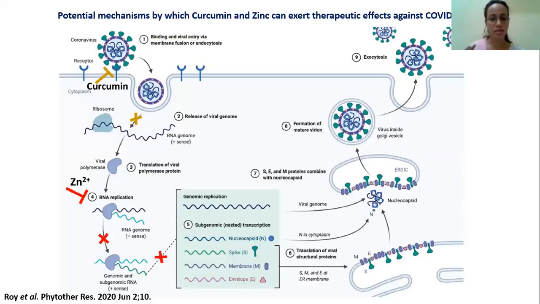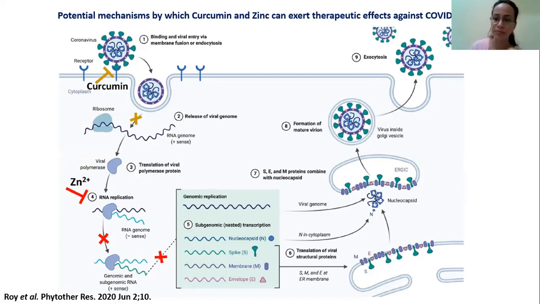So how does this curcumin in association with zinc have a therapeutic effect against COVID-19? As I just mentioned, zinc was a mineral. It is a micronutrient. If you look at this particular slide, curcumin binds to the ACE2 receptor and it can also bind to the receptor binding domain of the COVID virus.